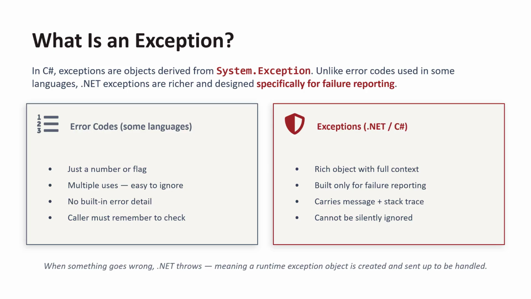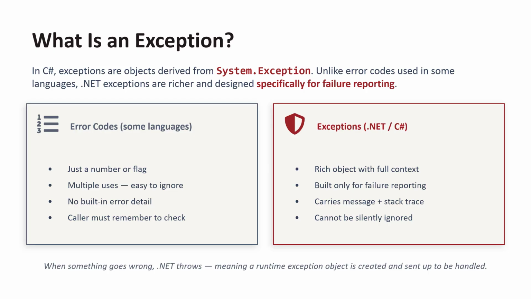With .NET, we get a rich object that carries full context about the failure. It's designed only for failure reporting, and it carries a message, a full stack trace showing exactly where things went wrong, and critically, it can't be silently ignored. If you don't handle it, you've seen what happens. The program loudly tells you that an unhandled exception has occurred.